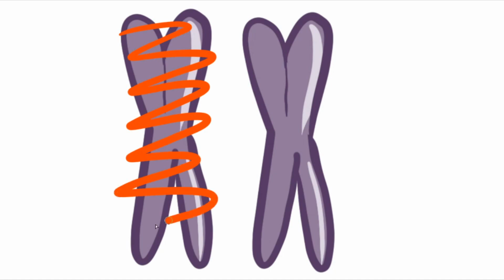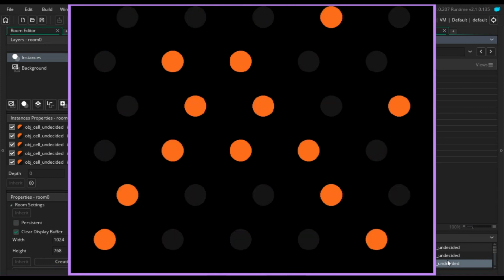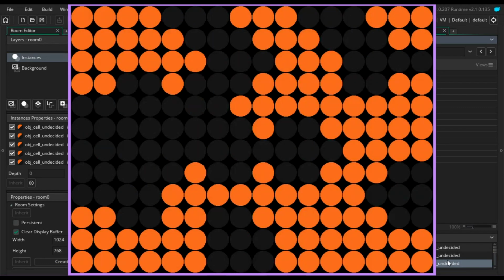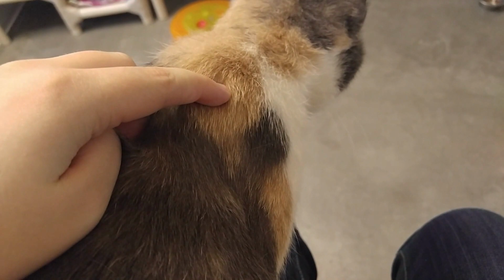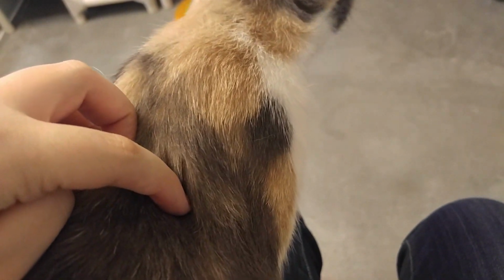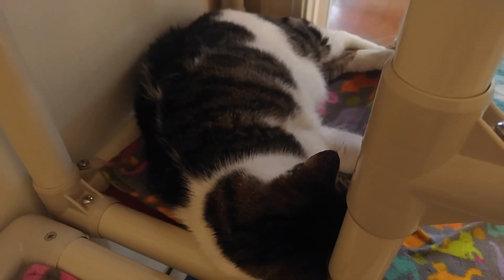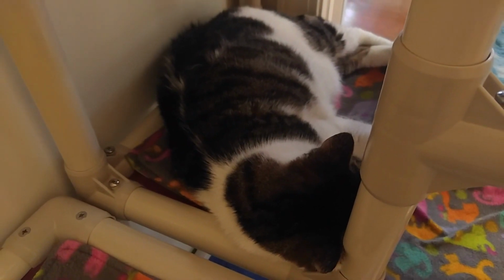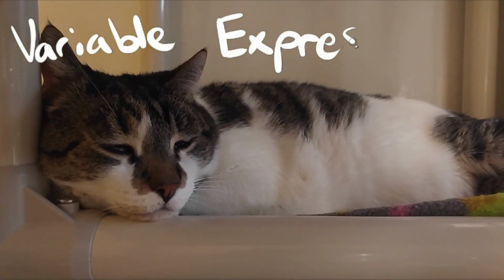Each cell picks one of their X chromosomes at random and wraps it up super tight with protein so it can never be used again. These cells pass on their decision to all the cells that come after them. As they spread out, you end up with a patch of cells that went one way and a patch that went the other. The pattern of white on cats is an example of a different expression pattern, called variable expression.